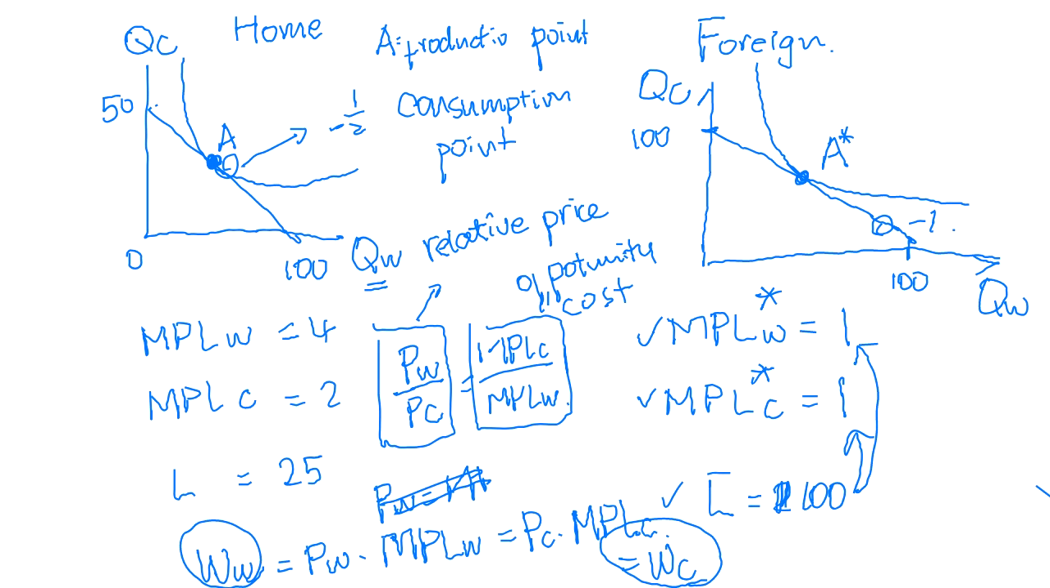So for the foreign country under the no trade circumstances, PW star over PC star should equal the ratio of these two terms, which is equal to 1. Right? So now you can figure out the two countries under autarky.